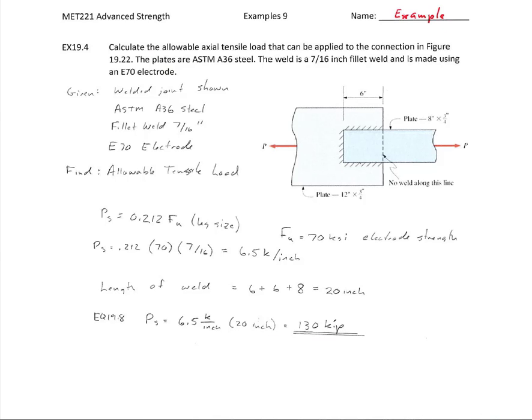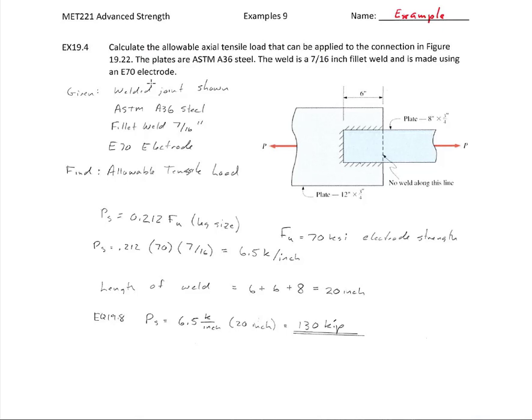So these are examples of welded joints. Example 9.4. Problem statement: calculate the allowable axial tensile load that can be applied to the connection in figure 19.22. The plates are ASTM A36 steel. The weld is 7/16 of an inch and is made using an E70 electrode.